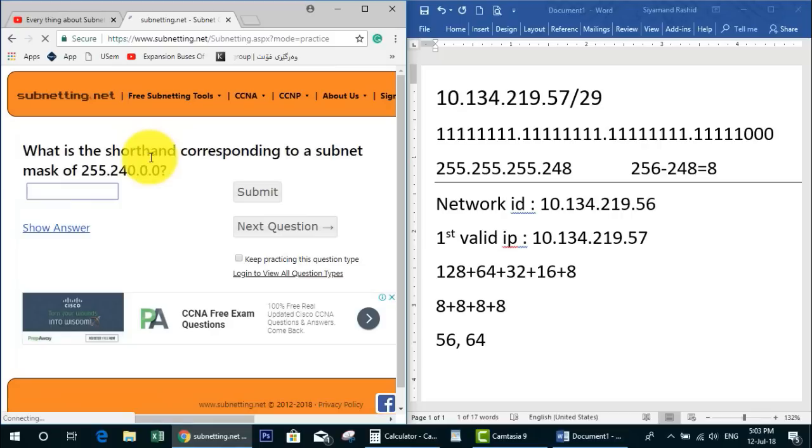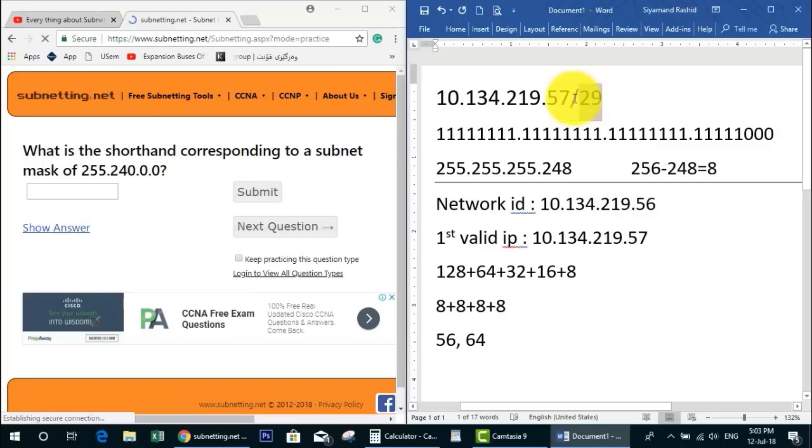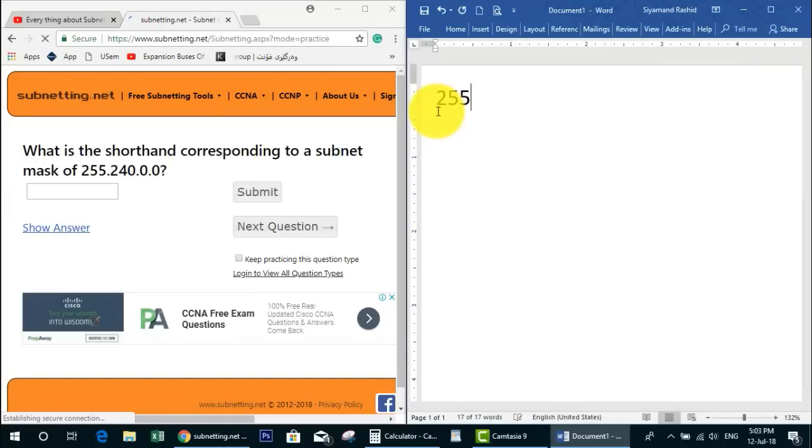What's the shorthand corresponding to a subnet mask of this? In this one, it asks for the shorthand. How do you find it? Let's write the subnet mask first: 240.0.0. To find the shorthand, first we change the subnet mask to octets. So we have 8 ones in the first octet.